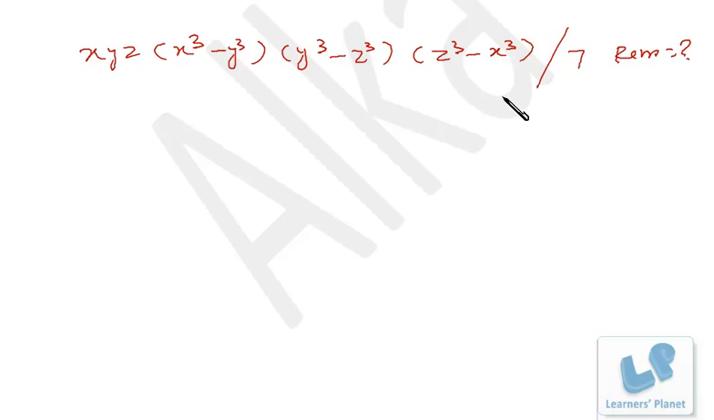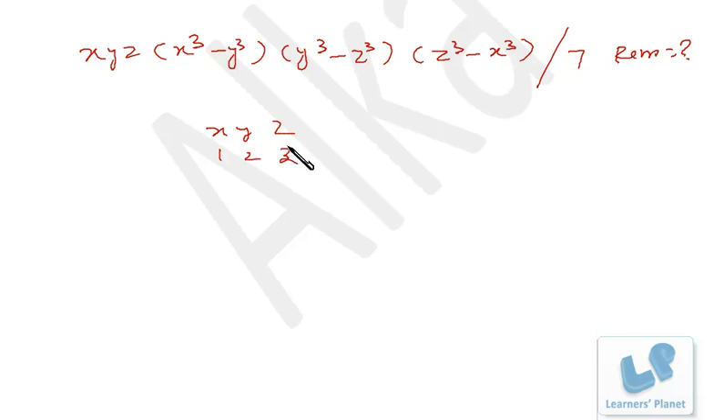Never ever take the value of any of them as 0. So I take x, y, z as 1, 2, 3, the most comfortable, easiest values. And if you take them distinct from each other, you will not be making a mistake. If two are the same, then you'll be getting a 0. So take them different from each other.